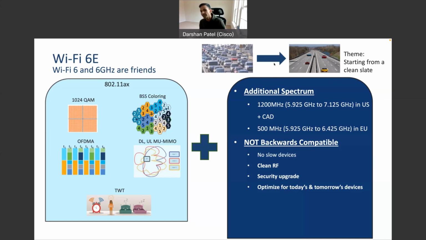So we are also taking all those great things with AX and moving into the new entire spectrum with a better, larger number of non-overlapping channels. And we will talk about how utilizing the channel width in 6E is actually beneficial, rather than reducing SNR as we continue to increase our channel width from 20 to 40 to 80 to 160. And what's going to be the new normal?